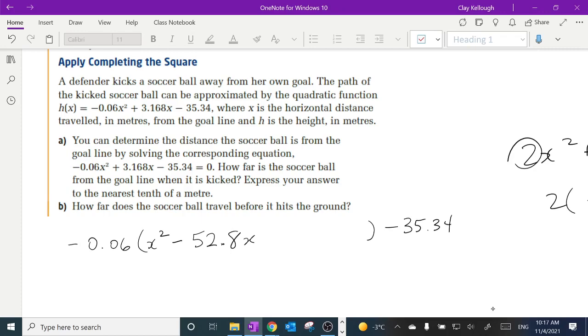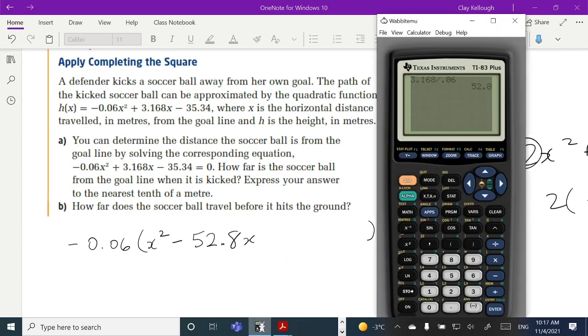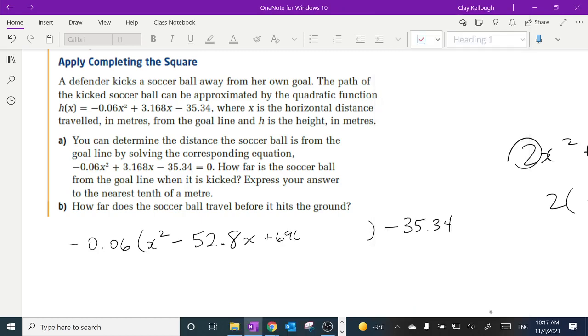What completes my square? Think procedure. What did I do to this number in the last three examples? I took half of it, then I squared it, right? So that's what I'm going to do to that number. I'm going to take half of it, and then I'm going to square it. 696.96. But I'm going to minus it right away so that I haven't changed my equation.